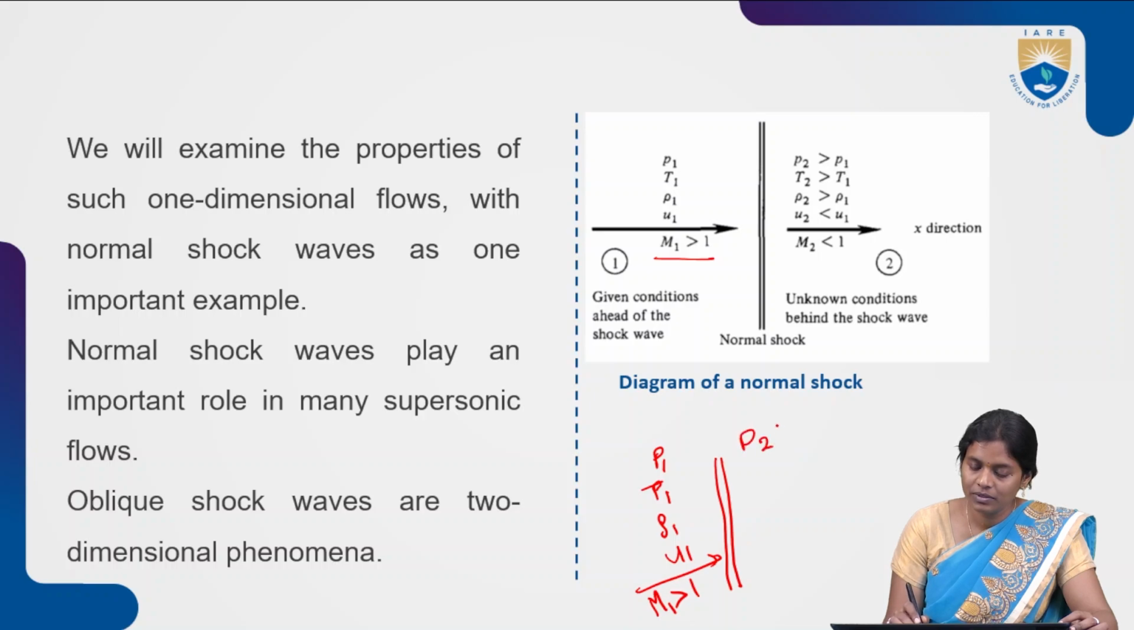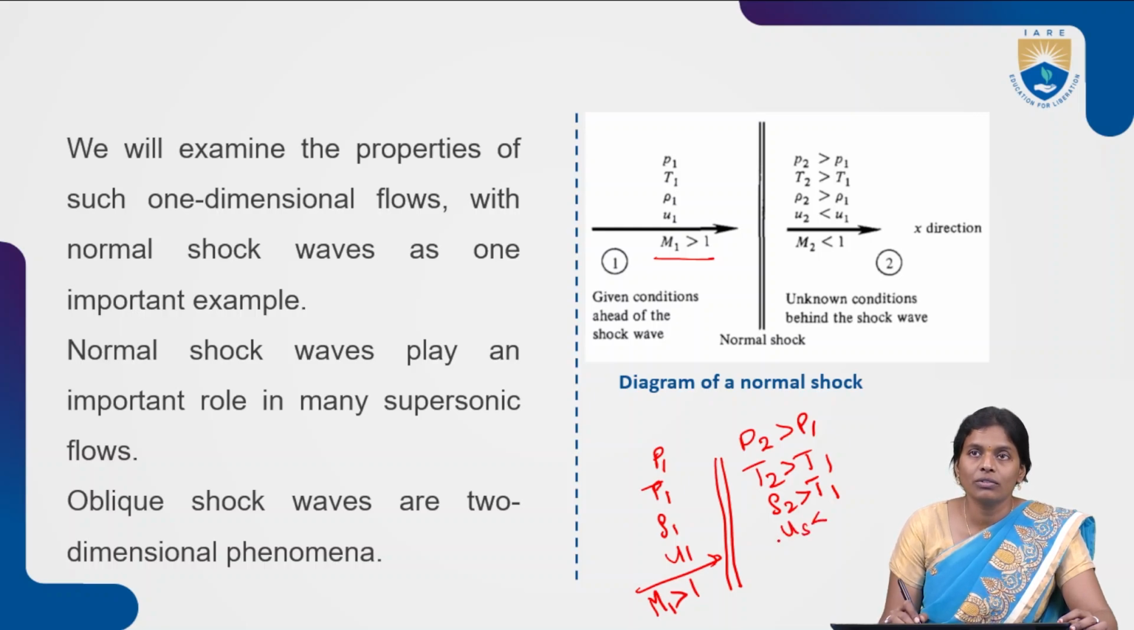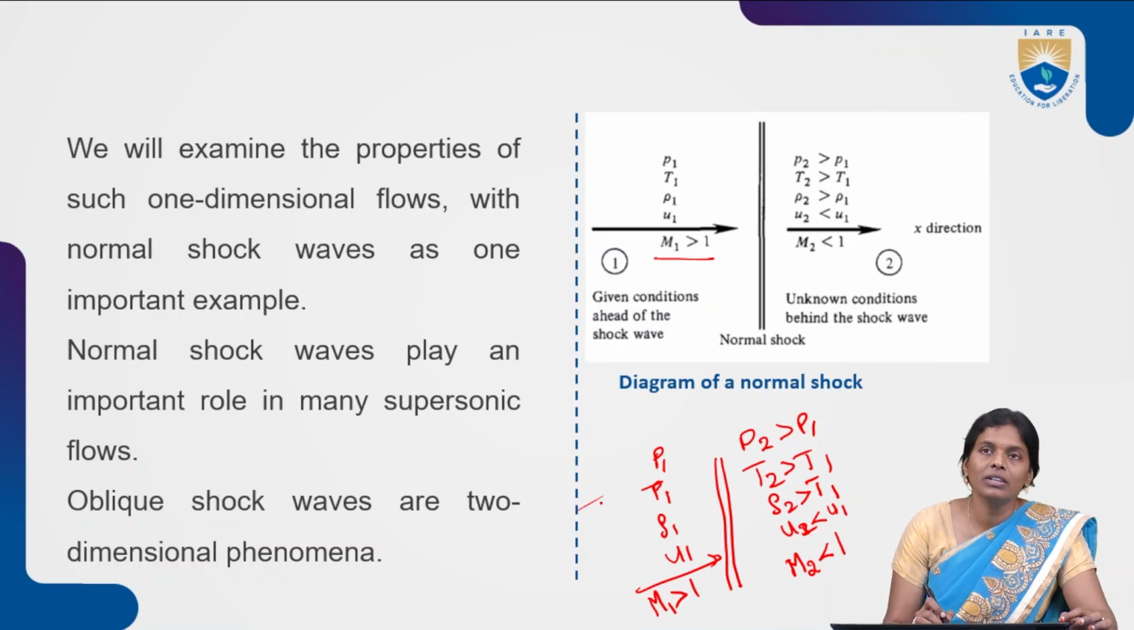There is a change in temperature, change in pressure, we can see change in the density, but once the flow crosses the shock wave, there is a change in velocity. It is going to reduce. If it is reducing, what will we be having behind the shock wave? We will be having a change in Mach number. So internally we will give this condition.